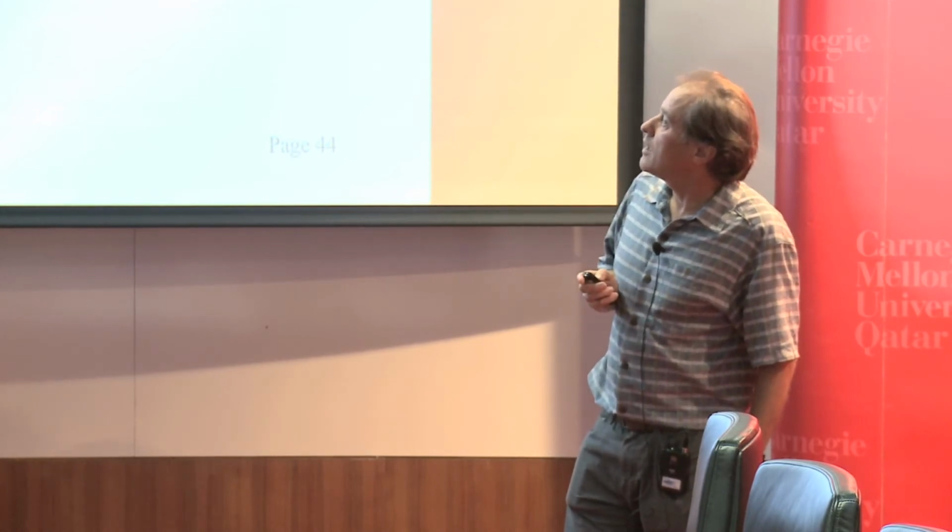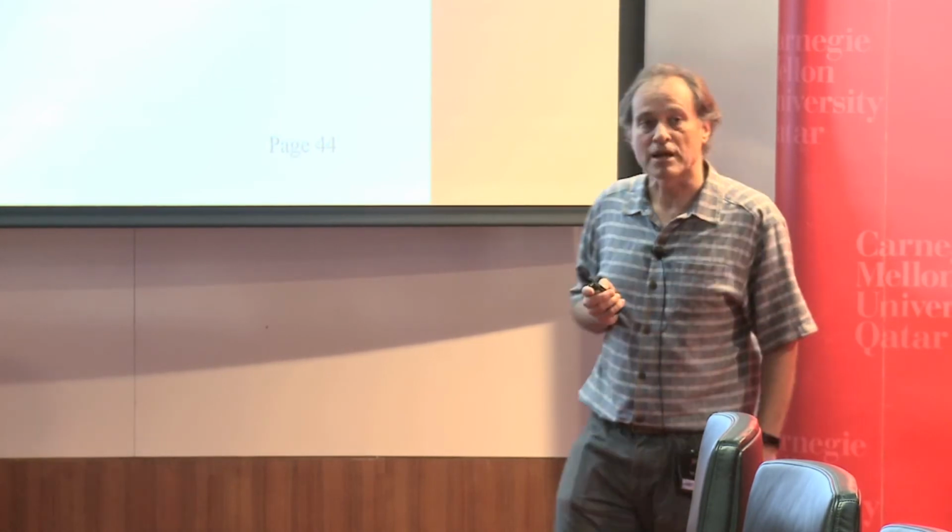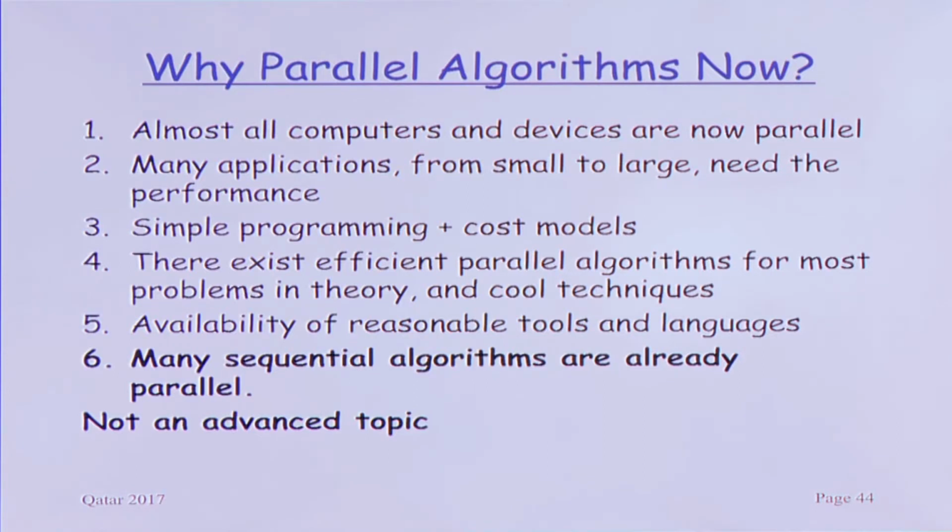So I'm just about to wrap up now. Let's return to the original claim, which is that parallel algorithms come of age. Why parallel algorithms now? I'm repeating a slide I had before, but now I've argued most of these points and shown examples. Certainly I've shown you that most devices are now parallel. Hopefully you're all convinced about that.